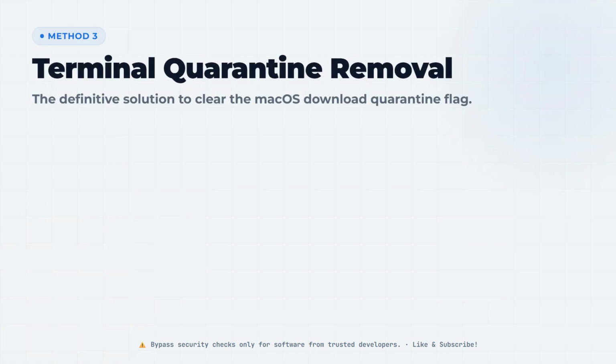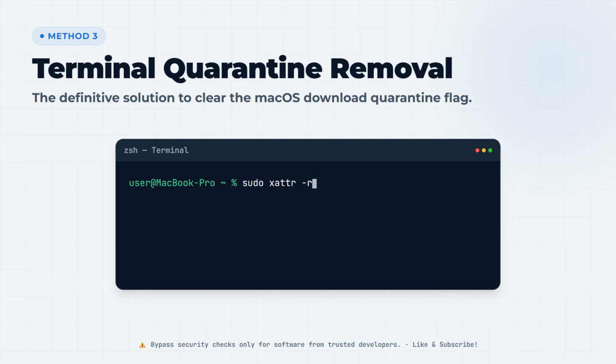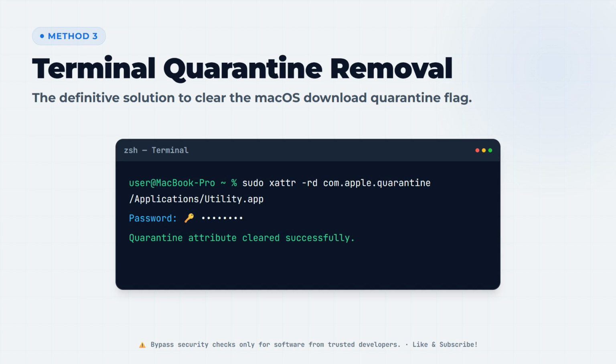For a permanent fix, we can remove the quarantine flag using Terminal. Open Terminal, type sudo xattr -rd com.apple.quarantine, followed by a space. Now drag and drop the app from Finder into the terminal window and press Enter. Enter your administrator password to unlock the app.